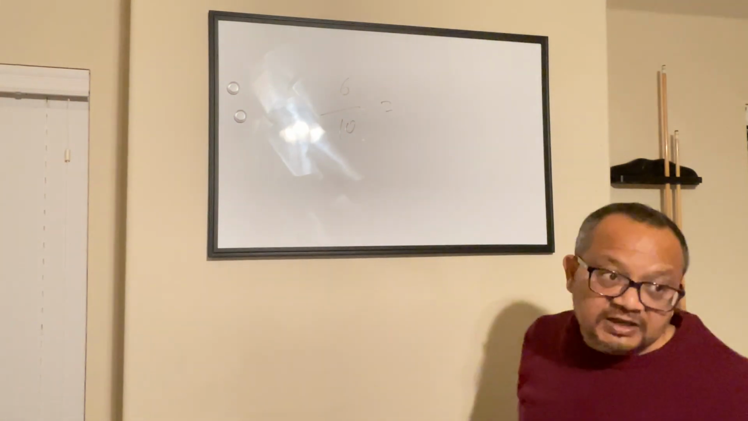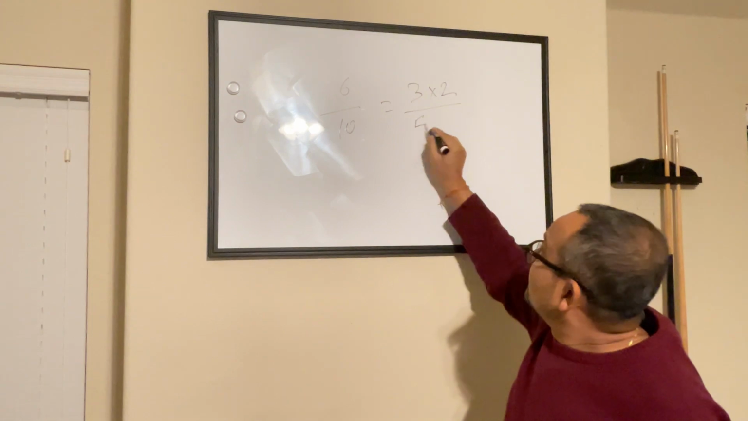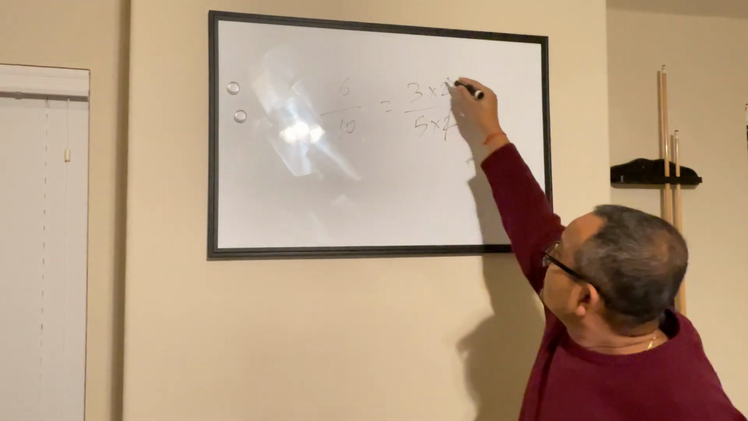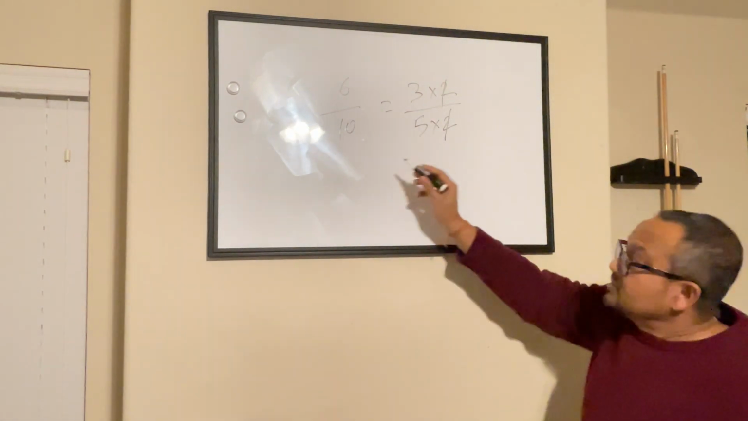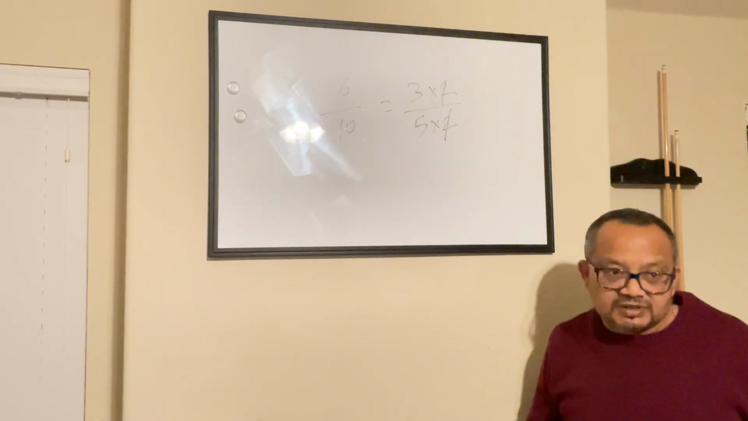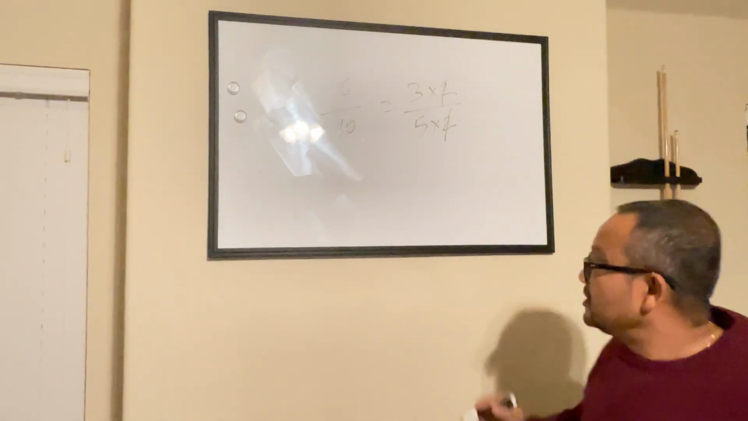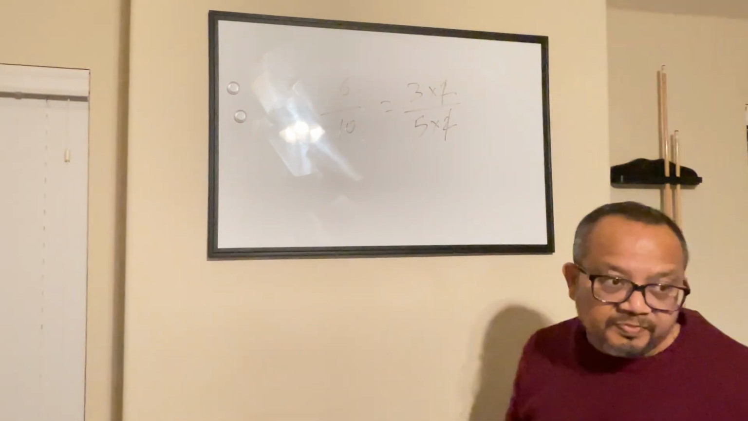6 by 10 equals 3 into 2, 5 into 2, tic-tac-toe. 6 by 10 is equal to 3 by 5. This is called equivalent ratio. It is just simplifying the ratio into a more simplified form. Okay.